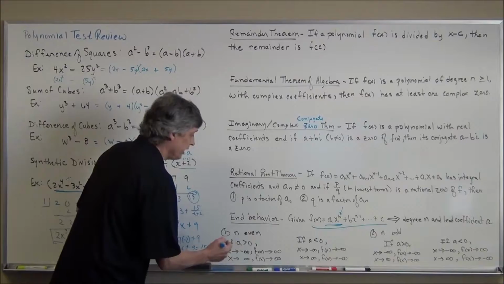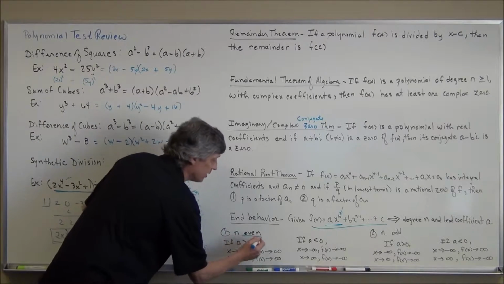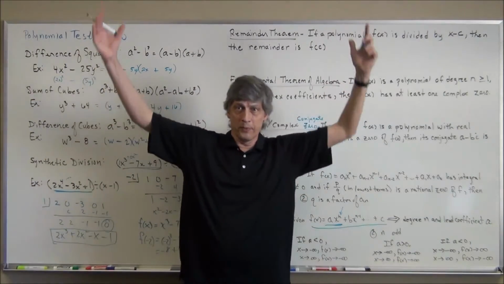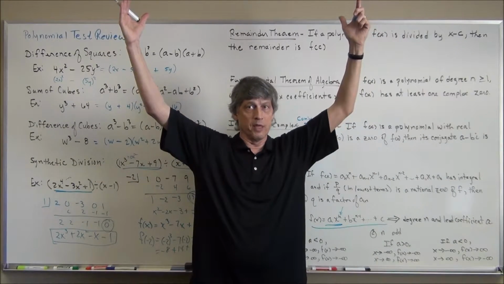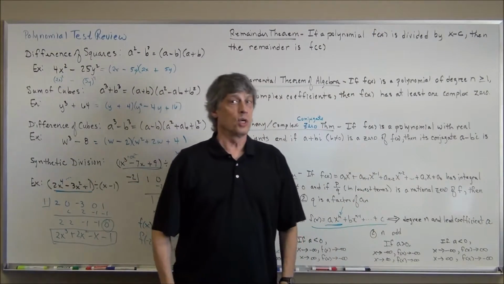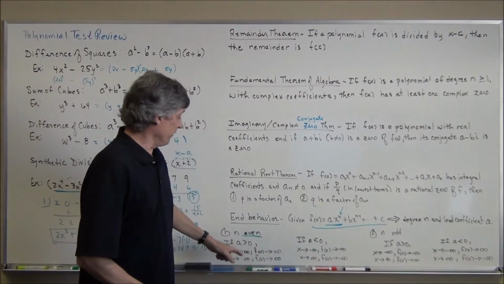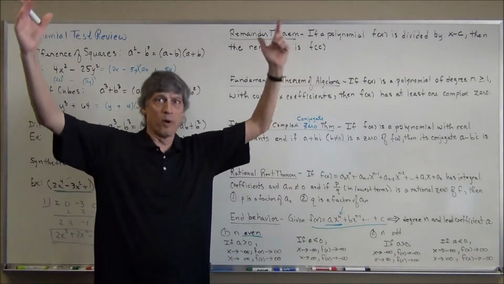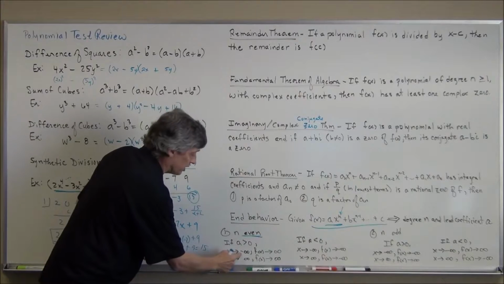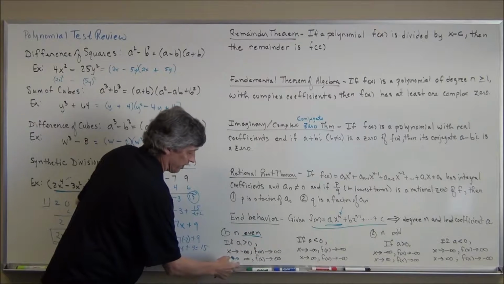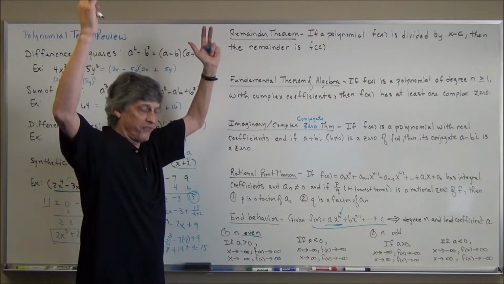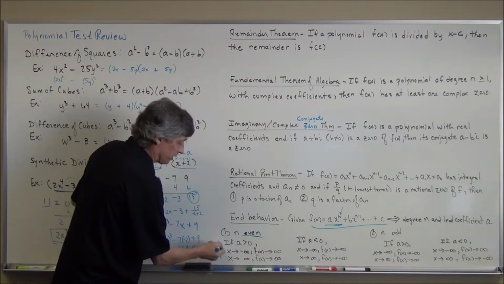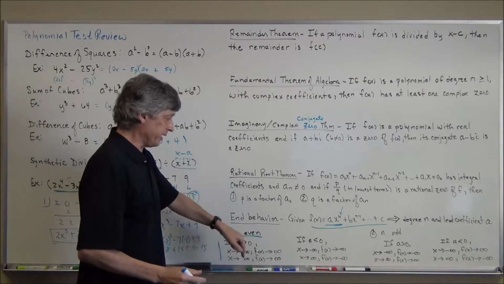If my degree is even, then it's either going to both go up or they're going to both go down. If it's even, they both go up, two hands go up, or they both go down. So if the lead coefficient is positive, they both go up. That means as x goes to negative infinity, y goes to infinity. As x goes to positive infinity, y goes to infinity. They both go up. They both go to infinity. You may have to be able to do this, so you start looking at this.